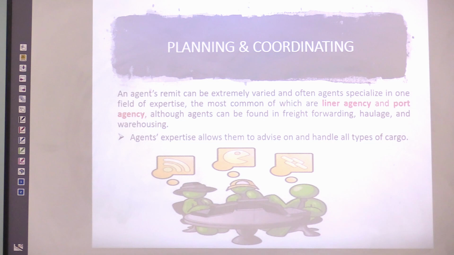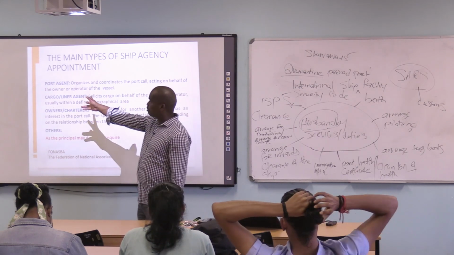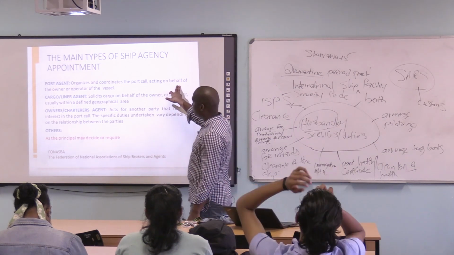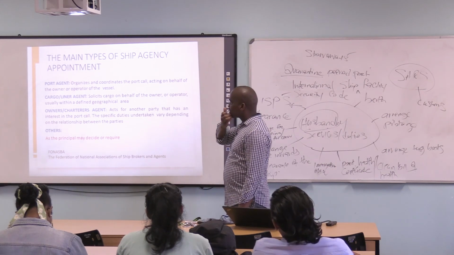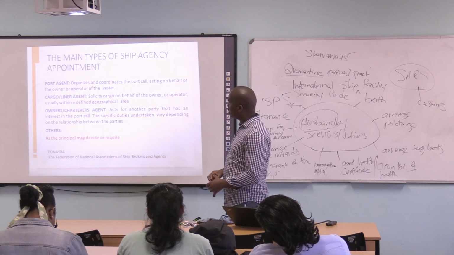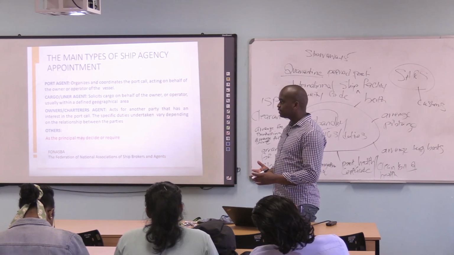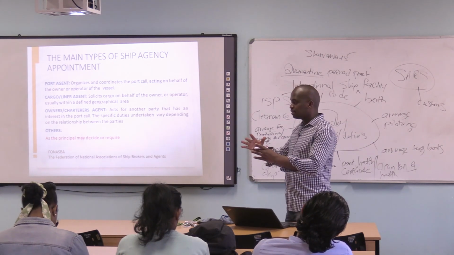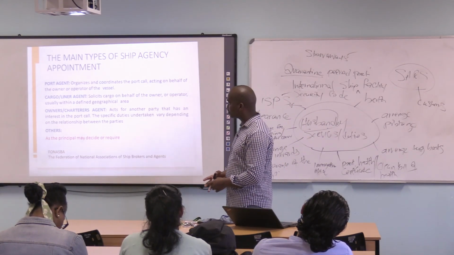Now, the main types of ship agency appointment. We've got different types of agents. I think we did touch on the port agent a little bit. So, the port agent organizes and coordinates the port call, acting on behalf of the owner or operator of the vessel. And so, port agents might be limited in the type of duties that they would be performing. They might not really perform the wide scope of duties just as the ship agent would do.